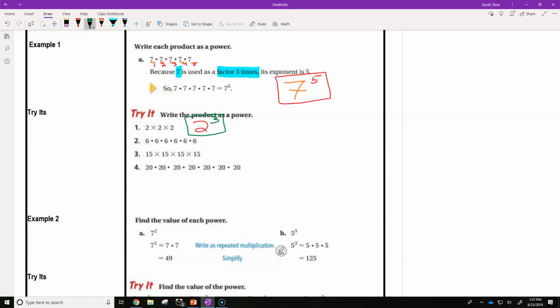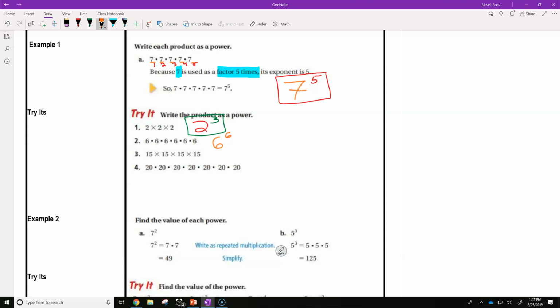Alright, number 2. 6 times 6 times 6 times 6 times 6 times 6. Who can tell me what was my base? Sky. The base is 6. Sky, what is the exponent? 6. 1, 2, 3, 4, 5, 6. Alright, this one is 6 to the 6th power.